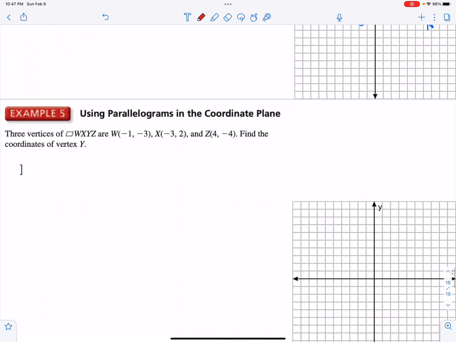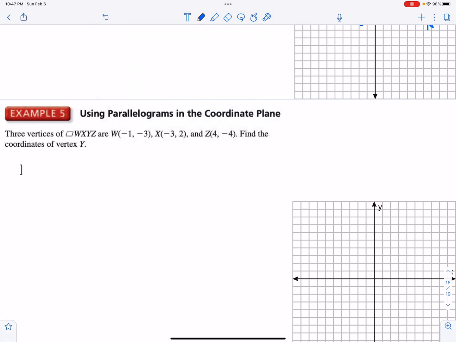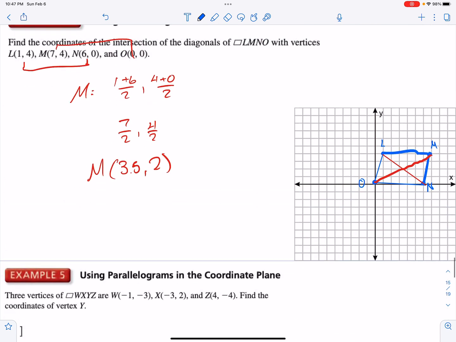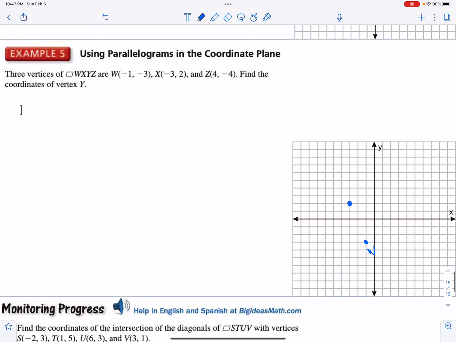Okay, this one's a little bit different. If we are given 3 of the vertices, we should be able to find the 4th, and that's a little bit different route, but again, should not be too terribly challenging. So let's write out our vertices. W is -1, comma -3. Then we have -3, comma 2. There's X. We have 4, comma -4. There's Z. So we know that missing vertex is going to be somewhere over here.